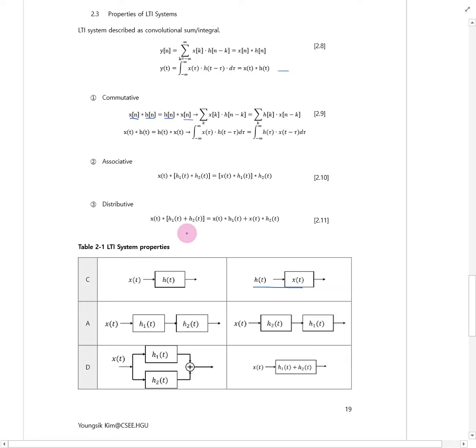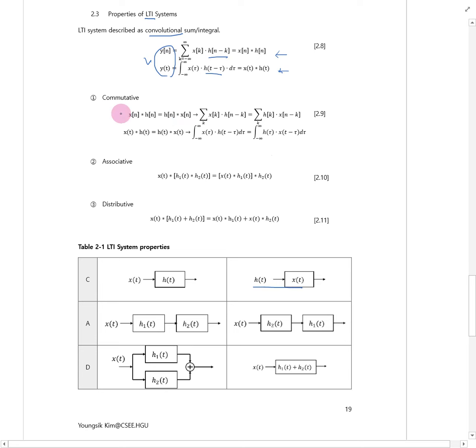Now let's talk about linear and time-invariant systems and convolution. The system response can be found from the impulse response and the convolution operation. In the case of a linear and time-invariant system, we can apply the convolution operation this way. This one is discrete-time convolution, and this one is continuous-time convolution.